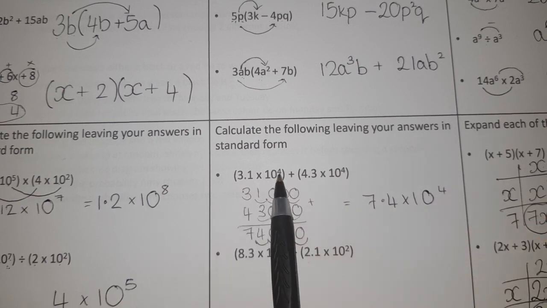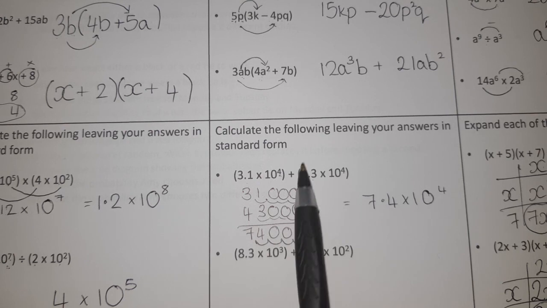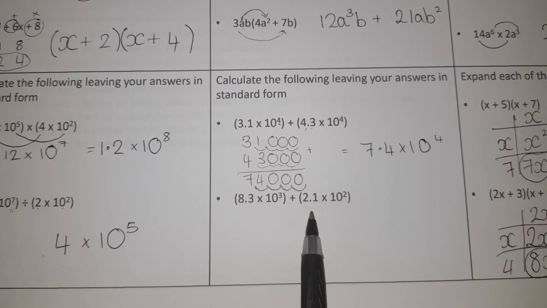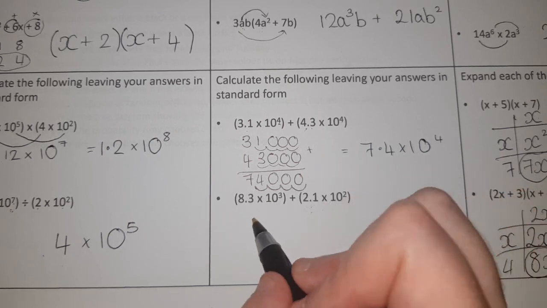So you can see, as long as the powers of 10 are the same, you can literally add the numbers in front. But that will not work with this one. You can't just add the numbers because the powers of 10 are different. So we're going to do what we did there.